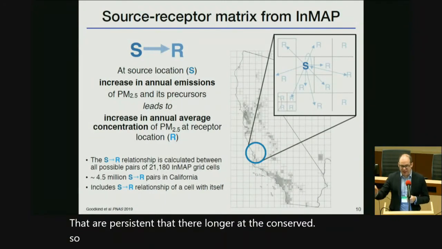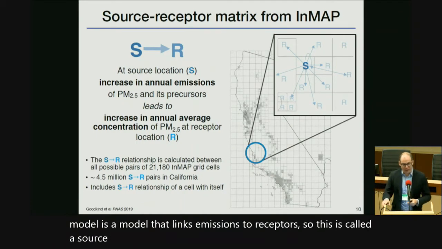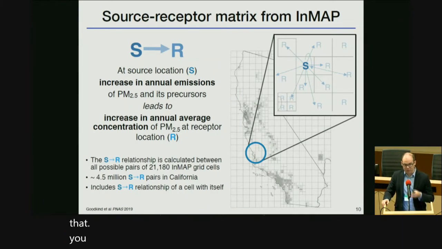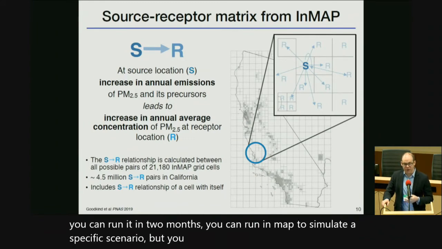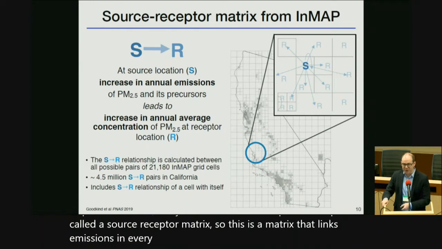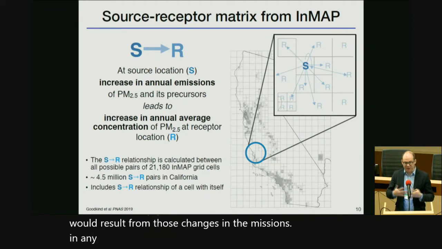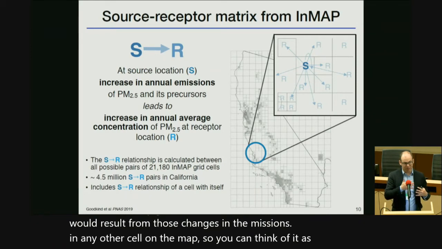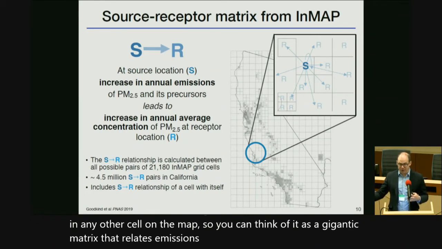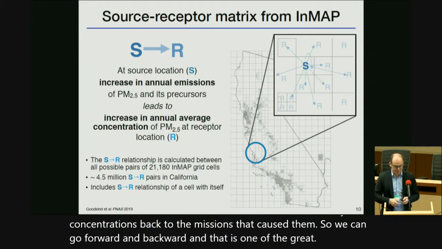So in order to estimate intake fraction, you need a model. And the model is a model that links emissions to receptors. So this is called a source-receptor matrix. And the way that InMAP works is that you can run it in two modes. You can run InMAP to simulate a specific scenario, but you can also run InMAP to develop what's called a source-receptor matrix. So this is a matrix that links emissions in every grid cell of the model to the concentrations that result from those changes in emissions in any other cell in the model. So you can think of it as a gigantic matrix that relates emissions to concentrations, or conversely, concentrations back to the emissions that caused them. So we can go forward and backward, and that is one of the great flexible things about InMAP.